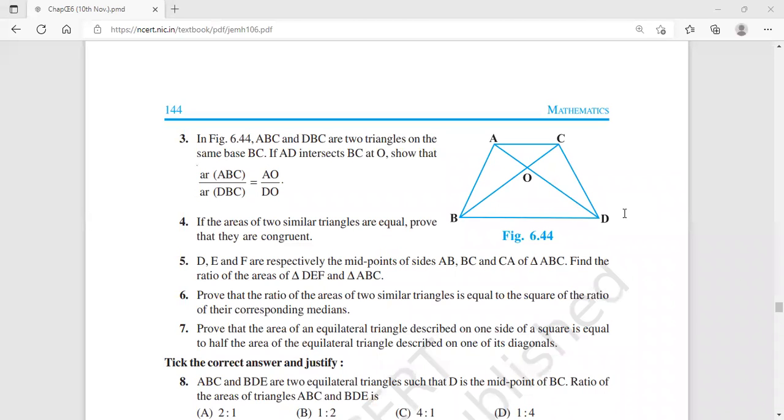Hello students. So let's continue problems based on areas of similar triangles. So question number 5, that's what we have to do.